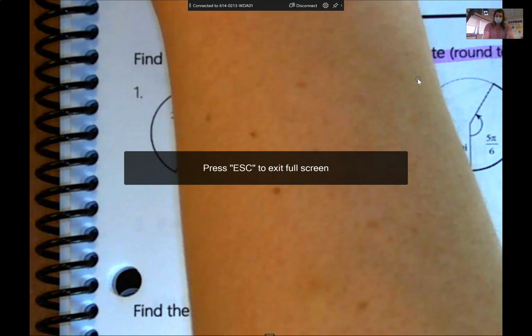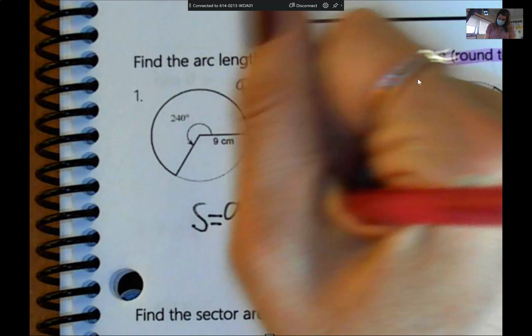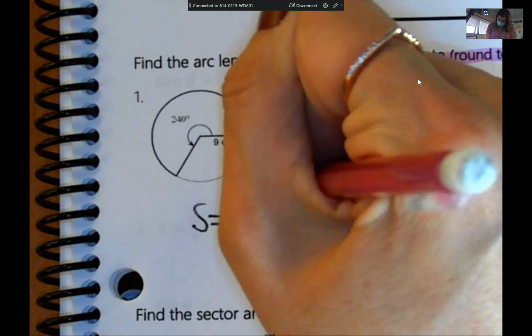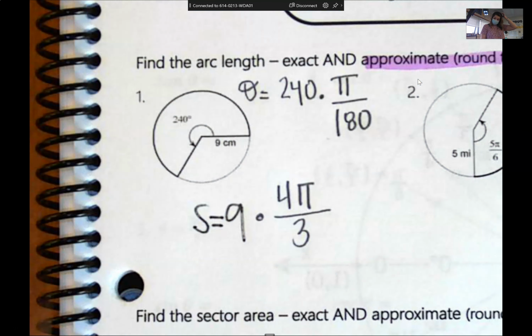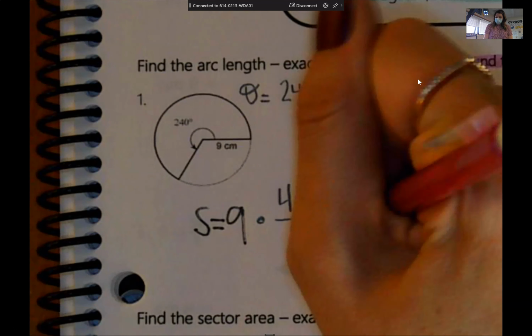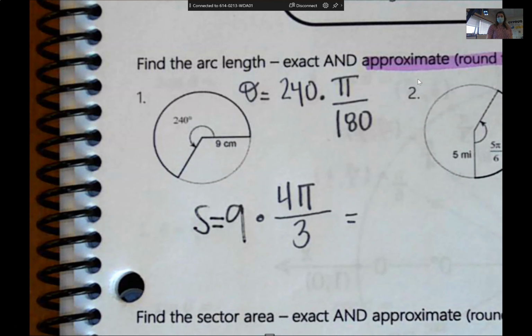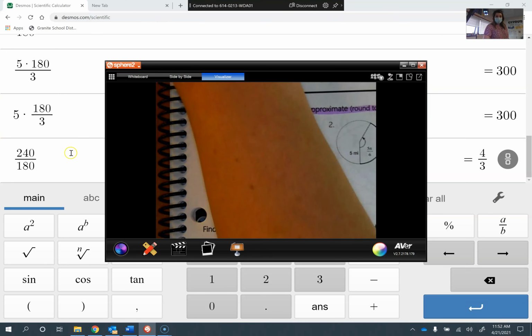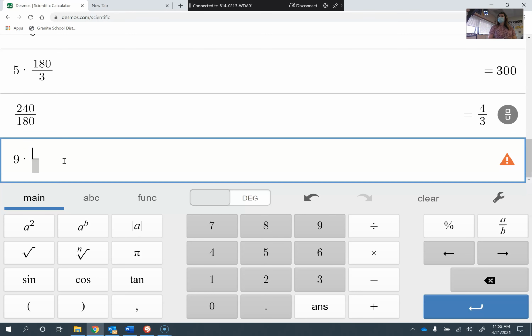So back on our paper, theta is 4 over 3 with a pi in the top. So 4 pi over 3. Now this time, when we go to Desmos, we can and should plug in the pi because we have to get an actual value. So I'm going to type in 9 times 4 pi.